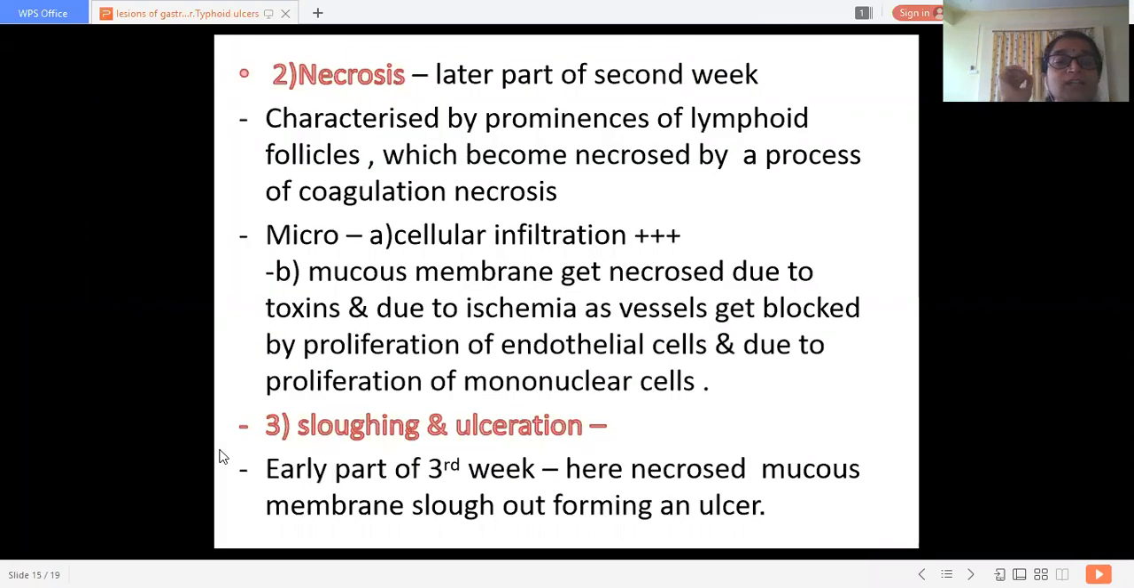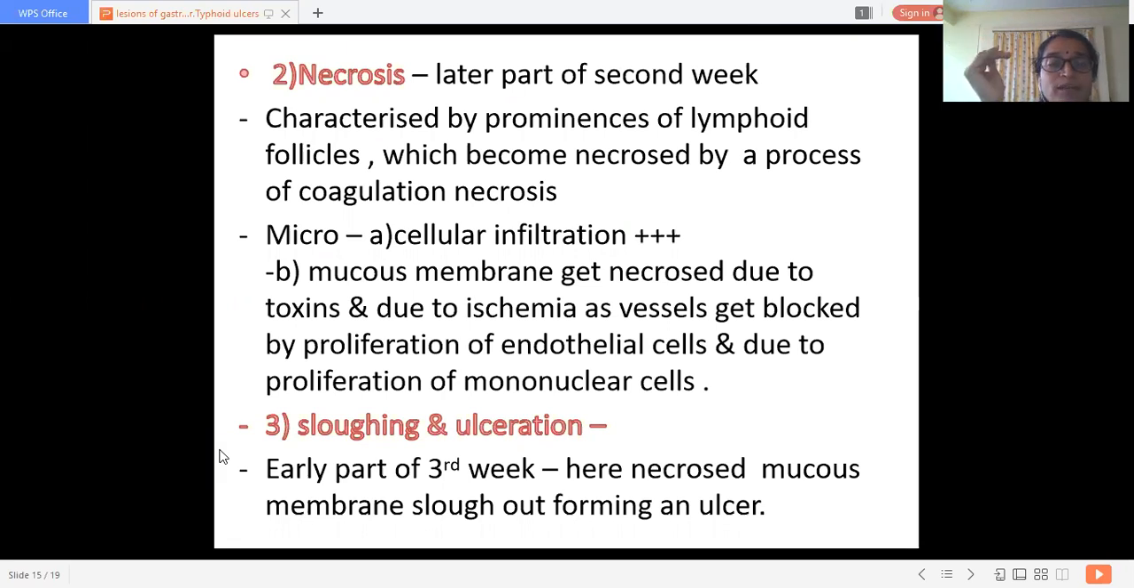Then the second stage is necrosis. In the latter part of the second week, the lymphoid follicles become prominent and become necrosed by a process of coagulative necrosis.